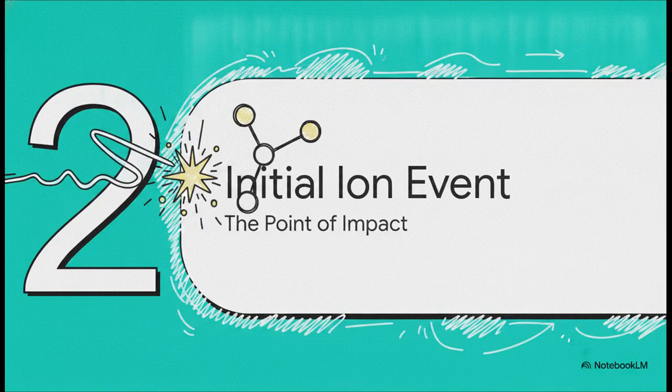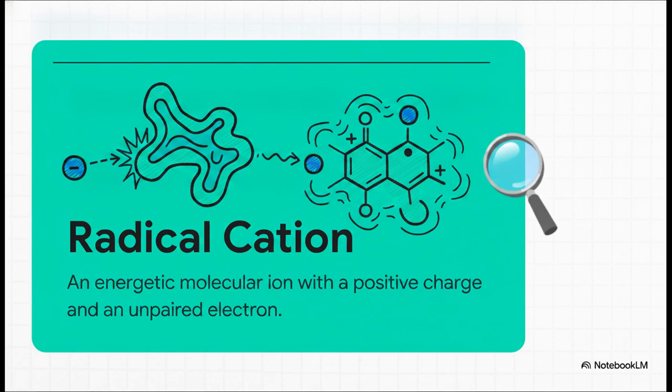Moving on to Part 2. The initial ionization event. Let's freeze-frame the narrative right at the exact moment of impact. Bam! The electron-molecule collision violently strips away a single electron from our sample molecule, creating the absolute star of our show, the radical cation. Because electrons carry a negative charge, losing one leaves the molecule with a net positive charge. But crucially, it also leaves it with an unpaired electron.